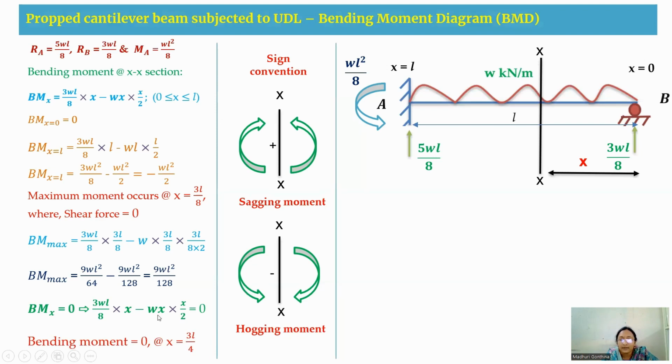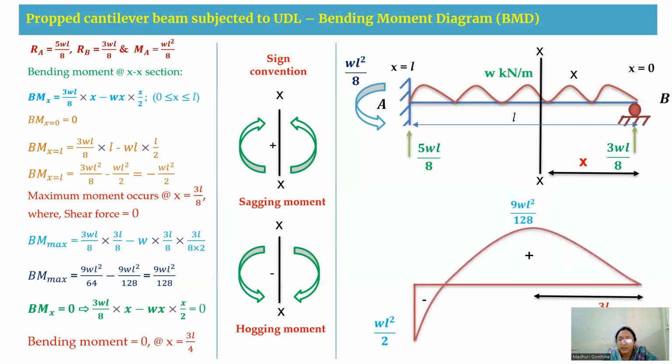So now by using all these values, I am going to draw the bending moment diagram. So this is an AB beam. At B support, I am having a moment of 0. At x equal to L, that is A support, I am having minus WL square by 2. So that is the reason I have drawn the bending moment in the downward direction. So this is a negative value. And at x equal to 3L by 8, I am having a positive moment of 9WL square by 128. So this is a positive moment.